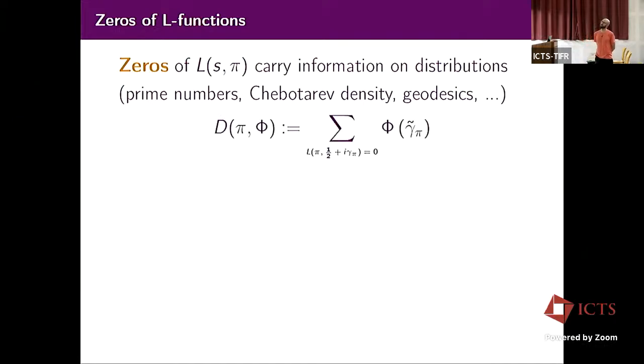So one of the ways we use to study zeros of L-functions, to quantify how they behave and how they are distributed, is a quantity that we'll be dealing with and studying a lot. That's called the one-level density. You take a smooth function, think of it as a Schwartz function, phi, and you sum over all the zeros that I write as 1/2 plus i gamma_pi, but I'm not assuming the Riemann hypothesis now, so gamma_pi can be complex.